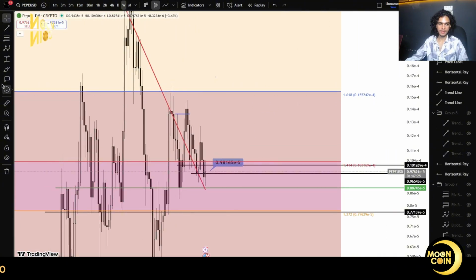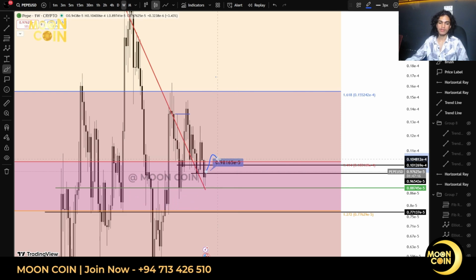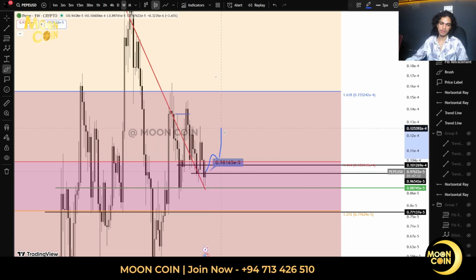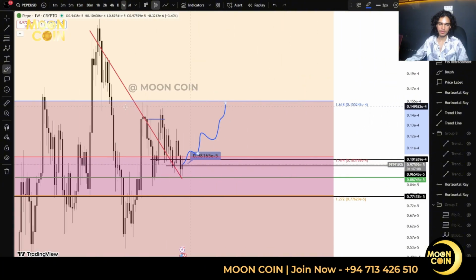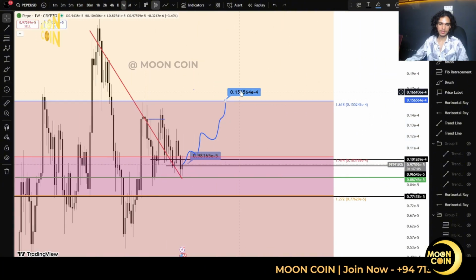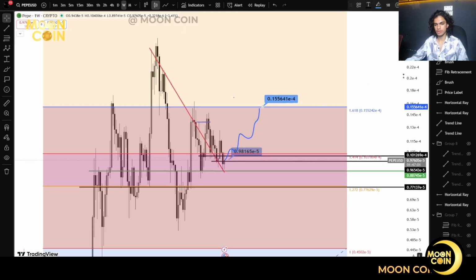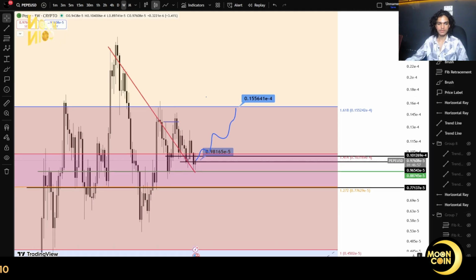So what I'm saying is, if you entered here, you can hold. If the price breaks this 1.414 fib level, you can hold it with confidence, and you can target this 1.618 fib level, which is this price tag, 0.15 dollar, Pepe. So yeah, that's all.